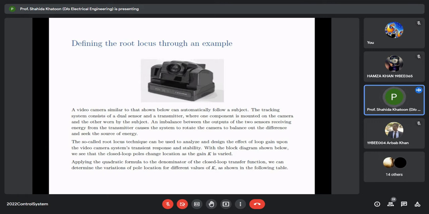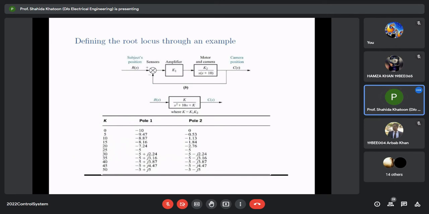The so-called root locus technique can be used to analyze and design the effect of loop gain upon the video camera system's transient response and stability. With the block diagram shown, we see that the closed loop poles change location as the gain K is varied. Applying the quadratic formula to the denominator of the closed loop transfer function, we can determine the variations of pole locations for different values of K as shown in the table. So you can draw this diagram and write this table.